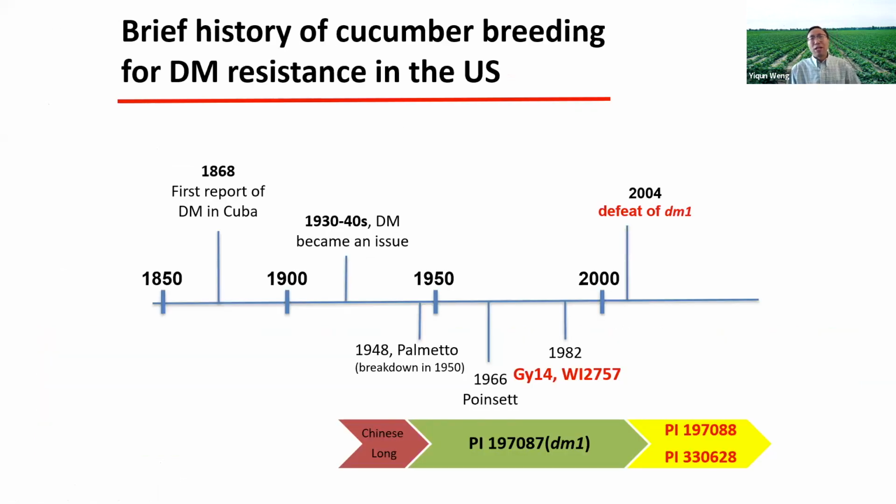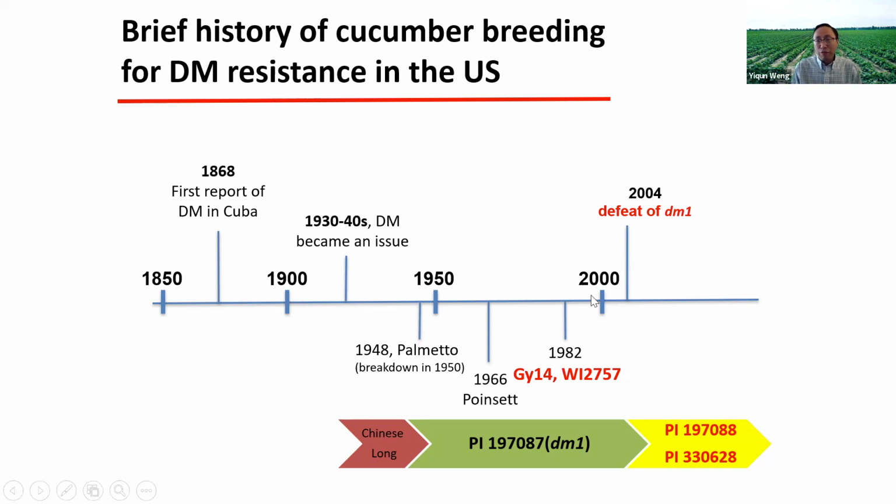Downy mildew has an interesting breeding history, which was first reported in 1868 in Cuba, actually. That's why it's called cubensis. But the breeding work started here in the US in the late 1940s. Actually, the first resistant cucumber variety, called Palmetto, was released in 1948. Unfortunately, it broke down 2 years later. Since then, cucumber breeders have spent a lot of time developing downy mildew resistance.